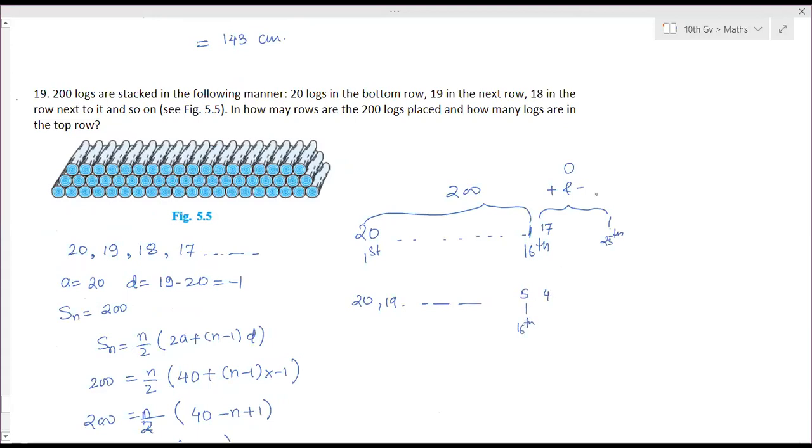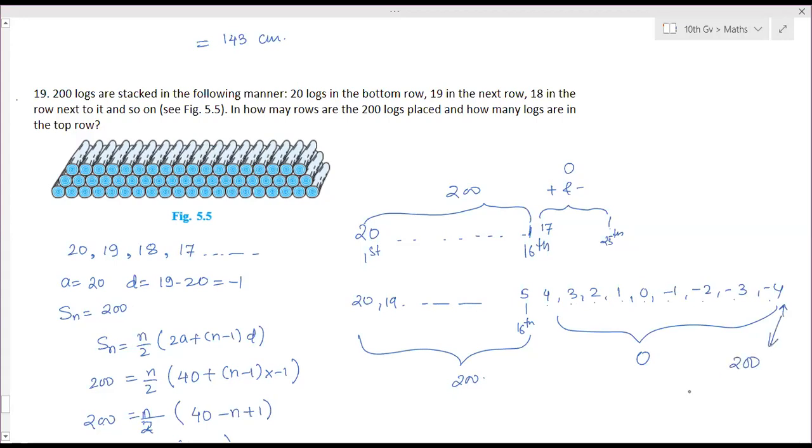The 17th term is 4. Next is 3, 2, 1, 0, minus 1, minus 2, minus 3, minus 4. These are the 17th, 18th, 19th, 20th, 21st, 22nd, 23rd, 24th, 25th terms. This is the 25th term. To find the sum, what's the sum of these? 0. So 200 plus 0 is totally 200. The sum of 25 terms is 200.